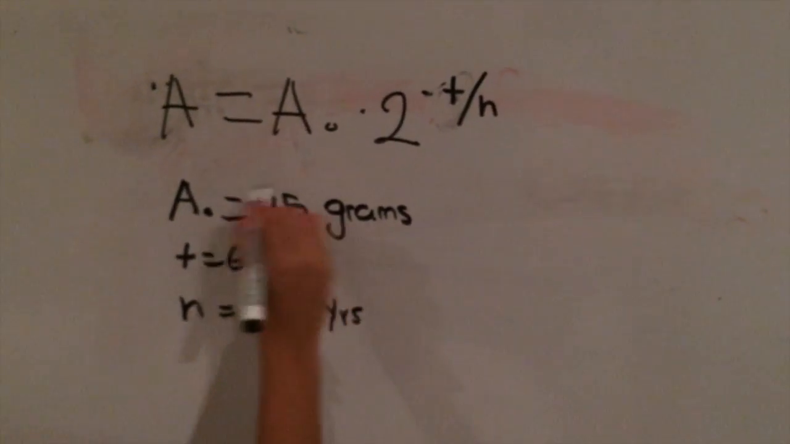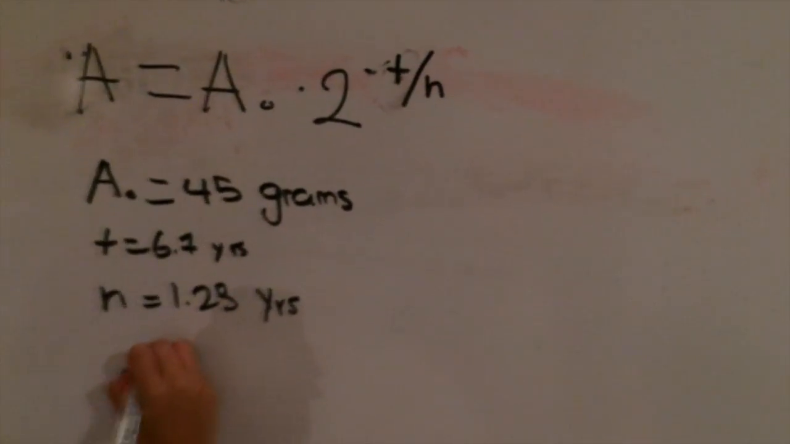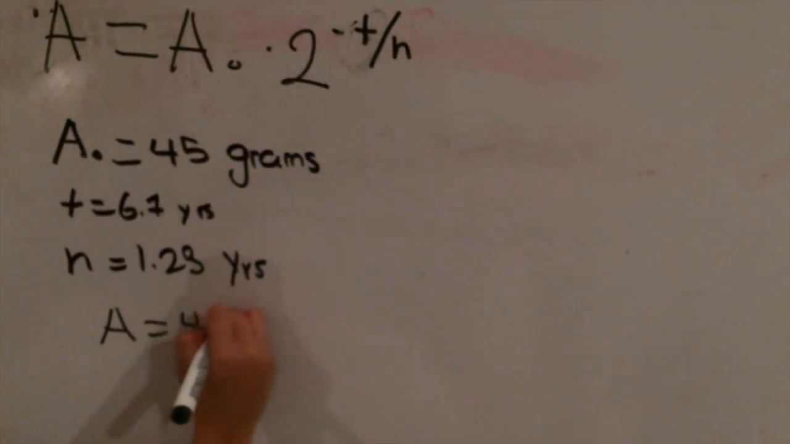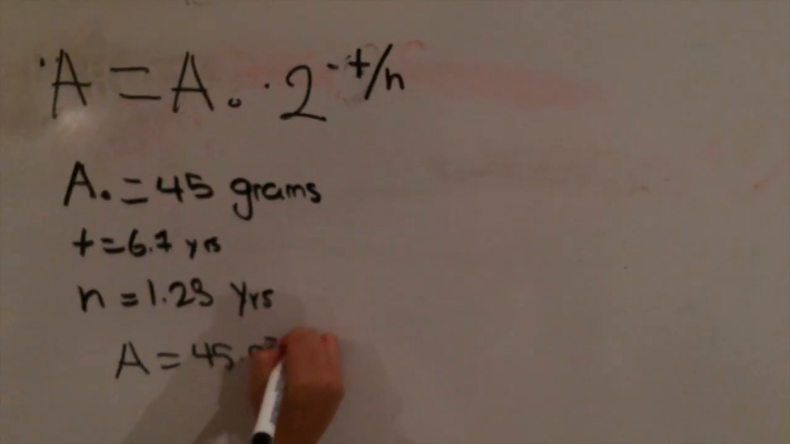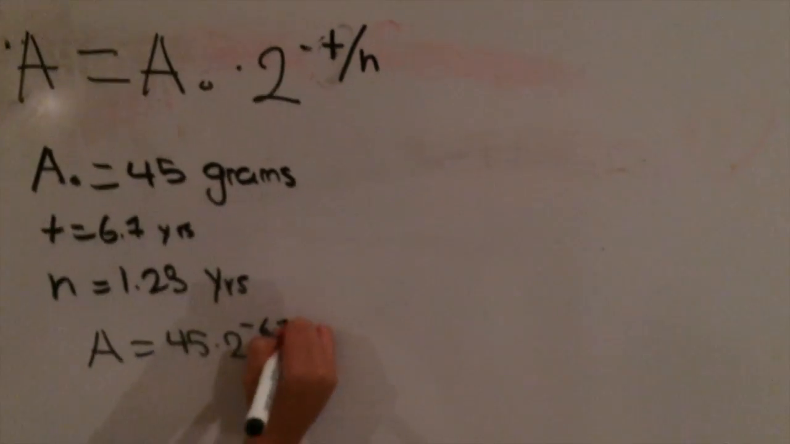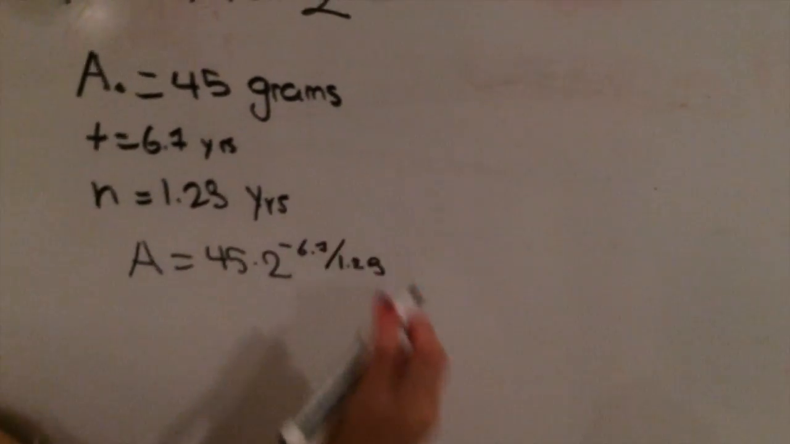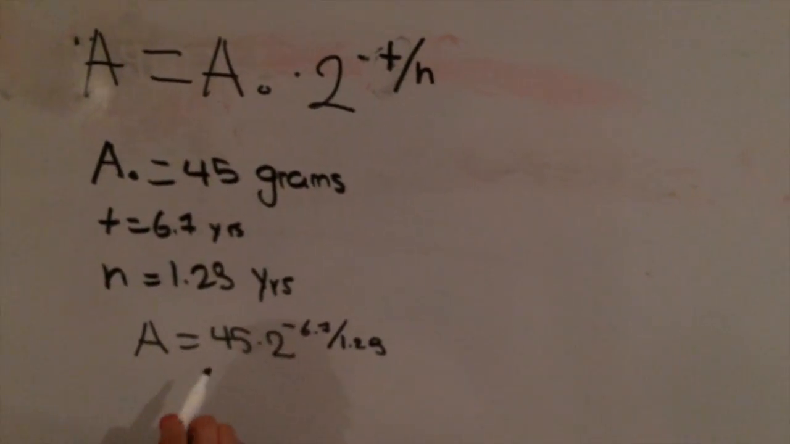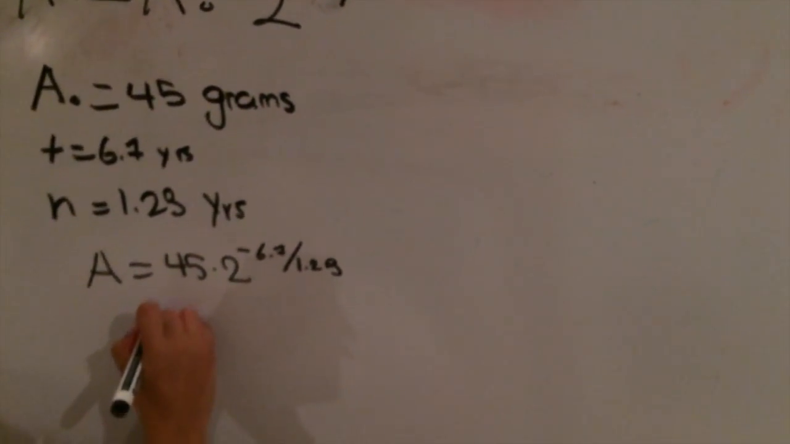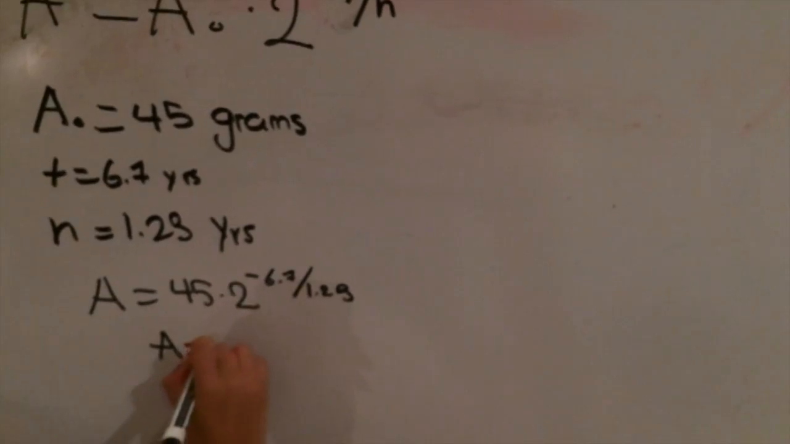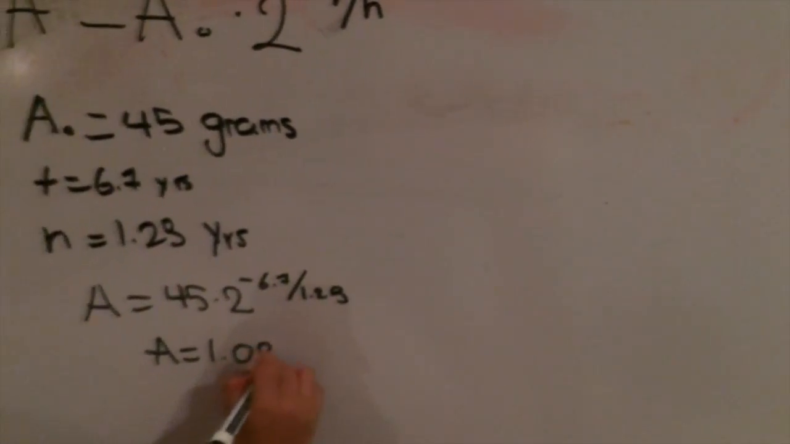Now you need to plug this into the formula. A equals 45 times one-half to the power of 6.7 over 1.23. And now grab a calculator, do this in the calculator, and the answer would be A equals 1.3 grams.